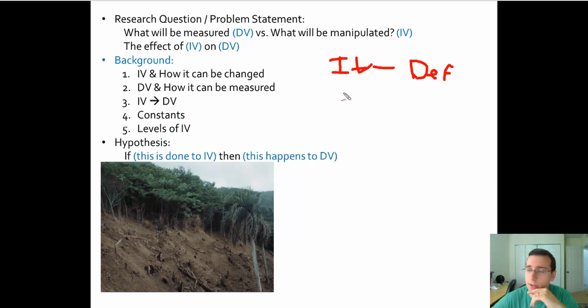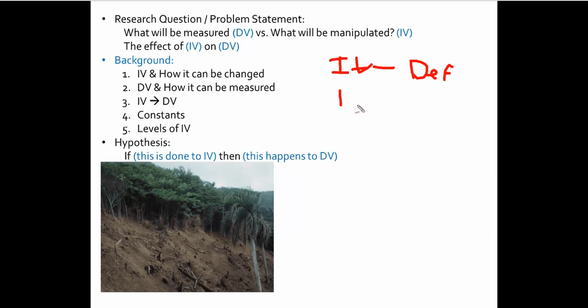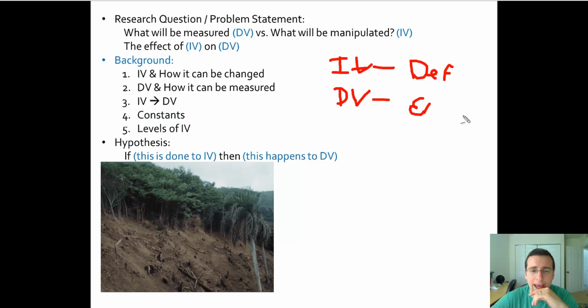And the dependent variable would be erosion, which means I'm going to have to learn everything there is to know about erosion and how I could possibly measure the amount of erosion. So I can research what erosion is and how other scientists have gone about measuring erosion, or I can come up with some sort of explanation myself, some creative way of measuring the amount of erosion. And that is the first 2 things you do in the background.